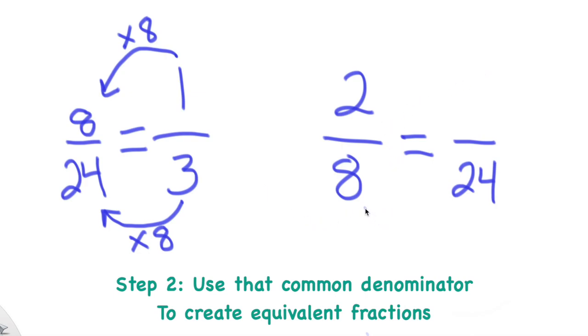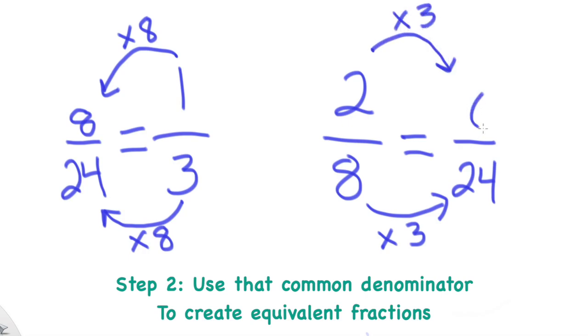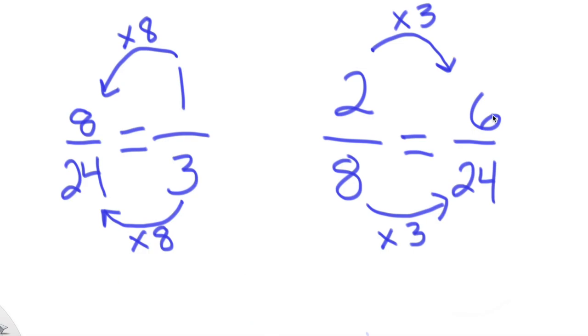Now I can look at my other fraction. To get from 8 to 24, I just multiply by 3. And whatever I do to the bottom, I need to do to the top. 2 times 3 is 6. 6/24ths is equivalent to 2/8.